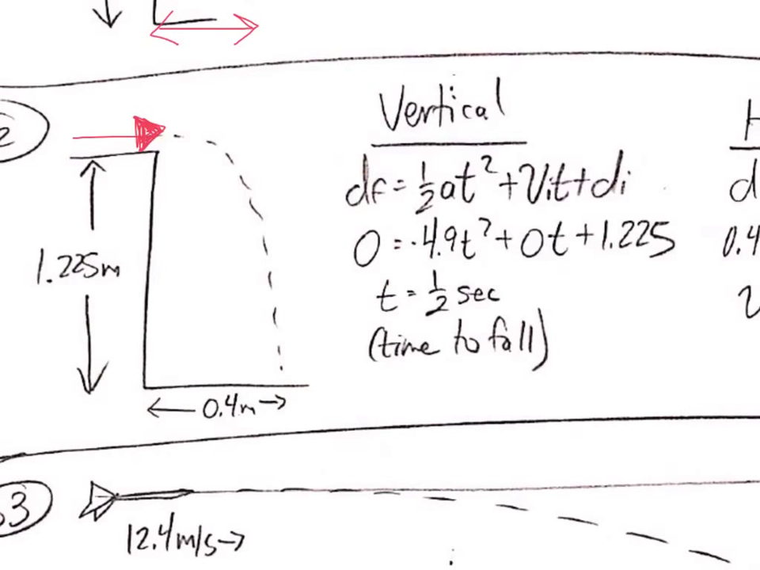Initial height, 1.225 meters. Initial velocity in the vertical direction, 0. It was only moving to the side, not up or down. Sorry, it will move in this path, but it wasn't thrown downward. And then 1/2 negative 9.8 for acceleration. We solve for t by subtracting, dividing, taking the square root. And look at that, half a second is the time in the air, or time to fall.